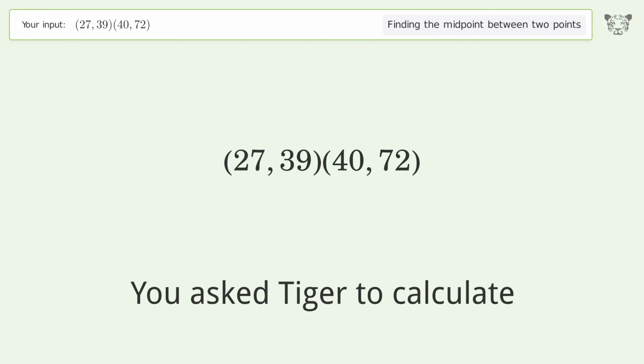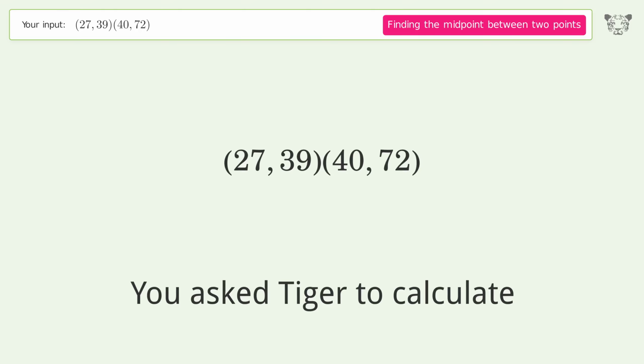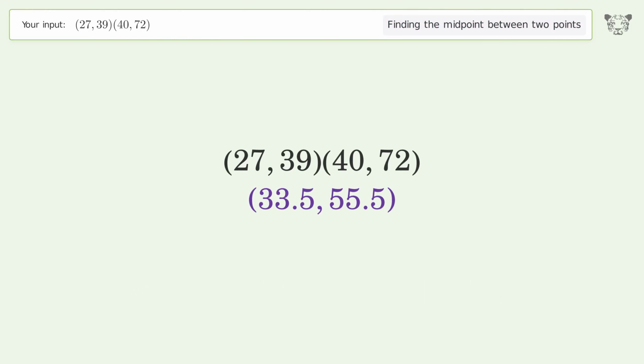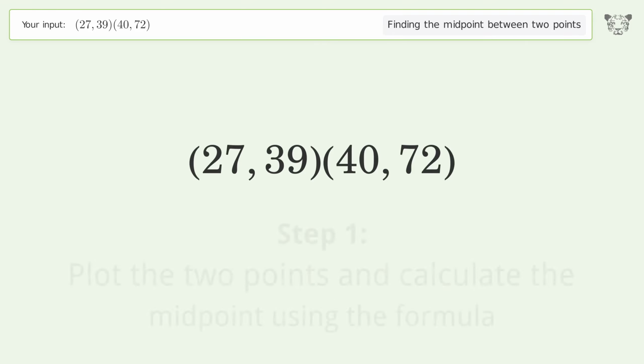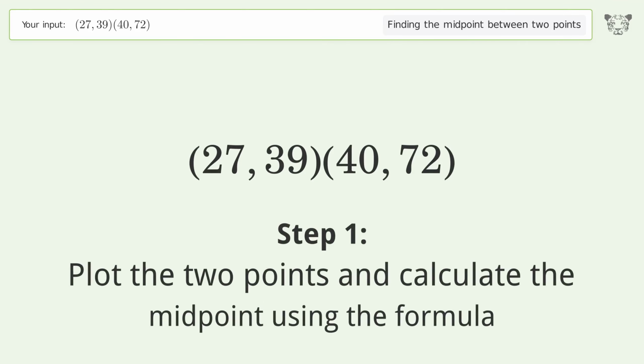You ask Tiger to calculate. This deals with finding the midpoint between 2 points. The midpoint between the 2 points is 33.5, 55.5. Let's solve it step by step. Plot the 2 points and calculate the midpoint using the formula.